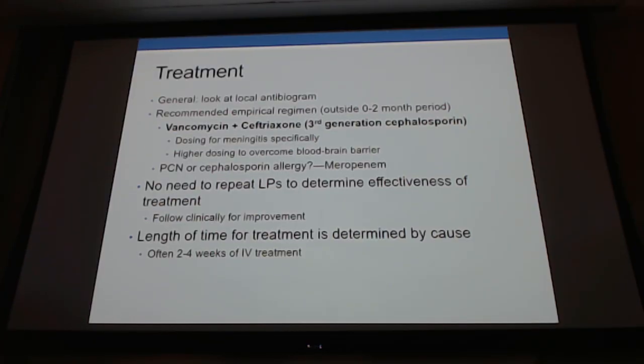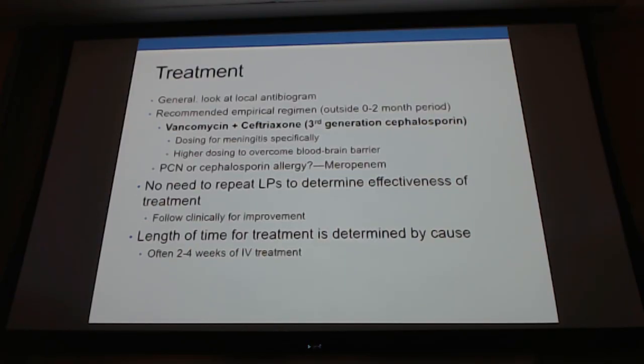And that's because it has to get across the blood-brain barrier, so that's why it's a meningitic dose. If they can't have penicillins or they have a severe cephalosporin allergy, your next in line would be meropenem. That would be your go-to for that.